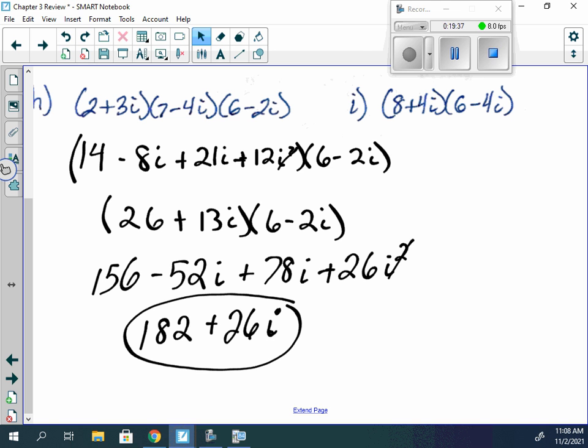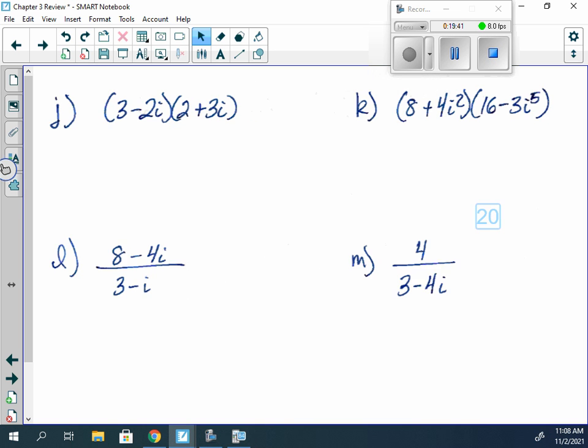Any other questions on F through K? Because even though K has i squared and i to the fifth, the calculator can do the exact same thing. We'll just end up reducing those powers eventually. So any questions on F through K? Questions on L through D? Yes.